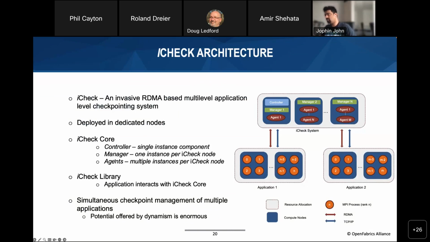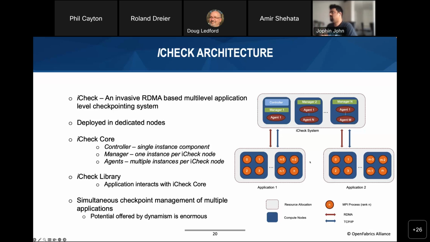So iCheck has a core component and a library, and if you look at the figure on the right side, you can see the iCheck system is running on a resource allocation. You can also see the legend here. There are multiple applications running on compute nodes on different allocations. And then you can see there is an iCheck controller running on a node in the iCheck system, and it has the global view of the system, while the manager has the local view of each node. And there can be multiple instances of agents in a dedicated iCheck node, which are responsible for reading checkpoints from the application. As seen from the figure, multiple applications can be connected to our iCheck system. And the iCheck system uses RDMA to read and write the checkpoint.